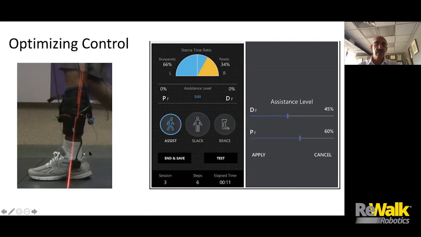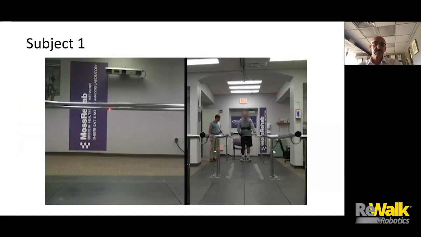And so what you see here is the system. This is the cable in slack motion for the plantar flexion, but the dorsiflexion is taut, and then you can control that in a very specific manner. And that to me is a very important feature of this device, because by really using this control mechanism, you can adjust to the needs of the patient, and that's important.